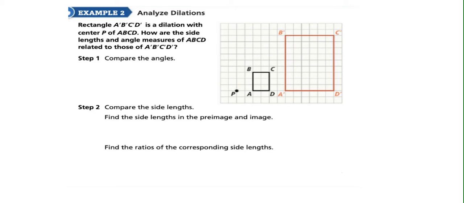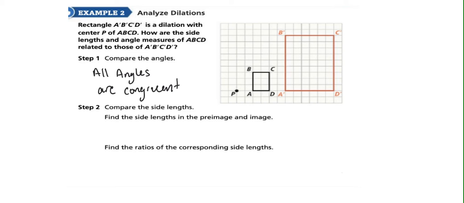Now what we're going to do is analyze dilations. The first step to analyzing dilations is looking at their angles. Their angles should be congruent. If we look at A and A prime, B and B prime, C and C prime, and D and D prime, they are all 90-degree angles. Therefore, all angles are congruent.